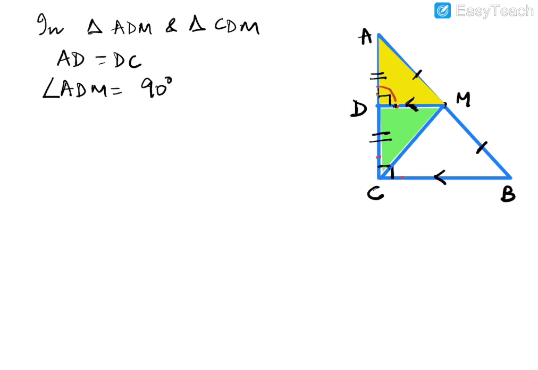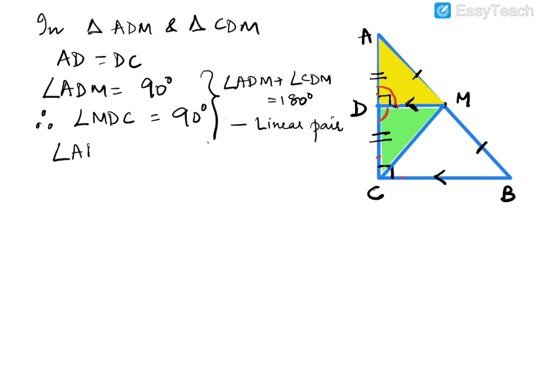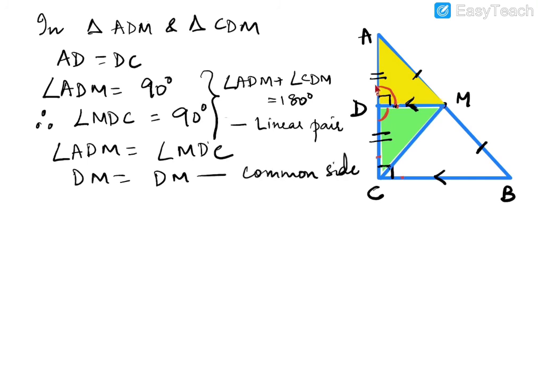Now these two angles in the figure are making linear pair. So angle MDC will also be equal to 90 degrees. So angle ADM is equal to angle MDC, and DM is a common side in these two triangles. So we have two sides and an included angle in yellow triangle equal to two corresponding sides and an included angle in the green triangle. So these triangles are congruent by SAS.